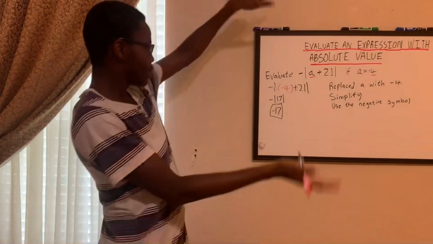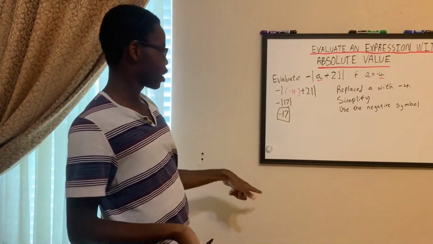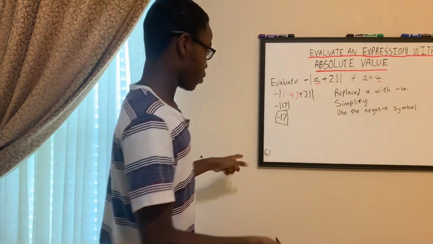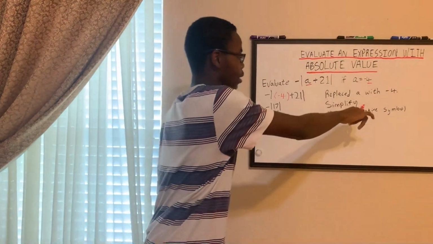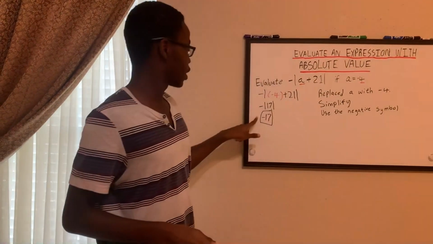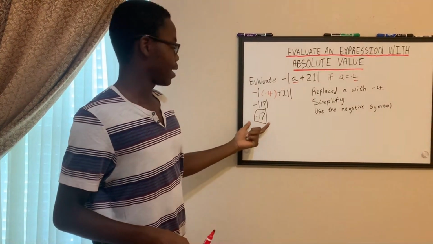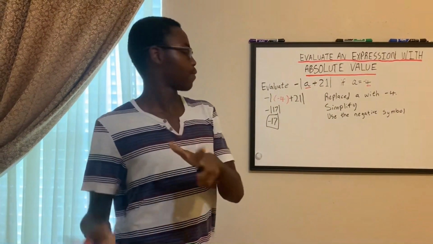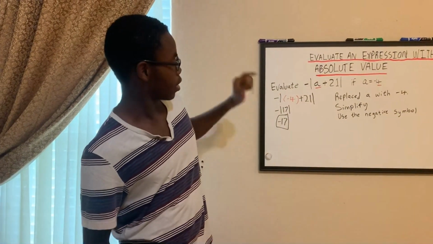Okay, so that's basically how you solve this expression. We solved it by replacing a with negative 4, then we simplified it further, then we used the negative symbol and made it negative 17. So that's how we got our final answer of negative 17. Voila.